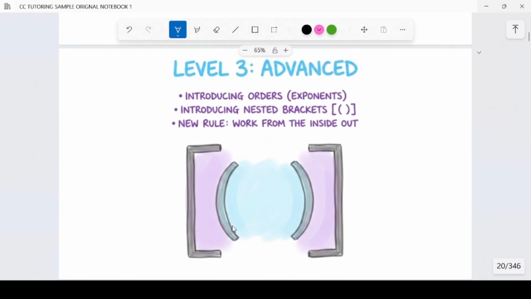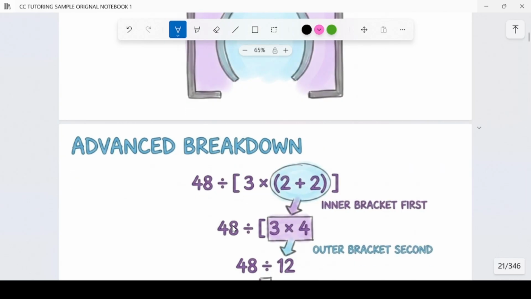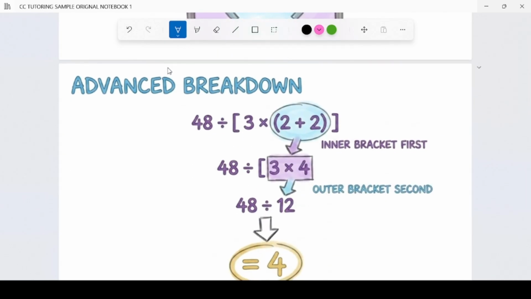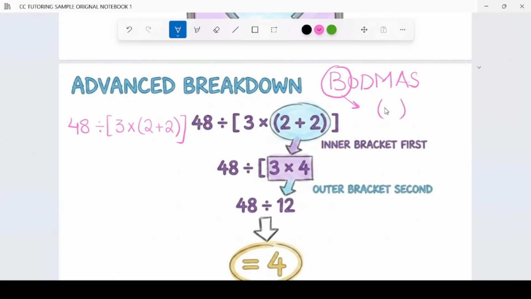So level 3, advanced level, where we have lots of brackets and lots of different operations. Now in this case, inner bracket, I have told you. Now let me just write it again so that you know how all these questions work. These are advanced level. Multiply by bracket 2 plus 2 bracket this. According to BODMAS, we have to solve bracket first. But which bracket? First comes the round bracket, then comes the square bracket, then comes the curly bracket.